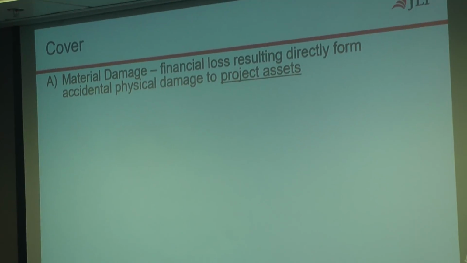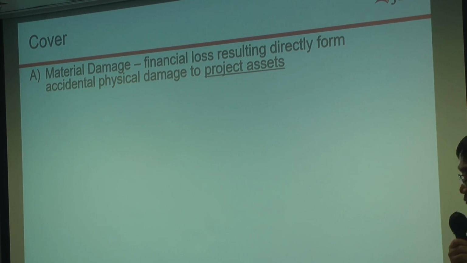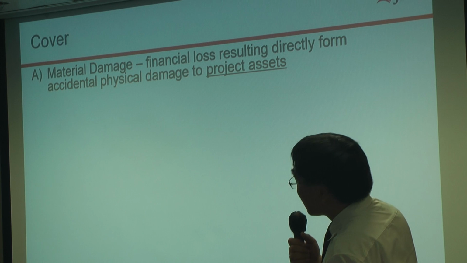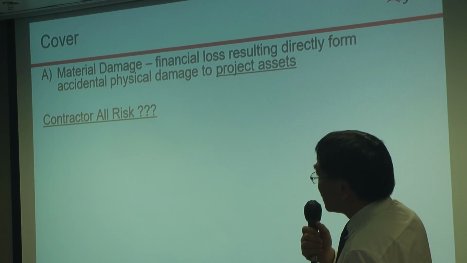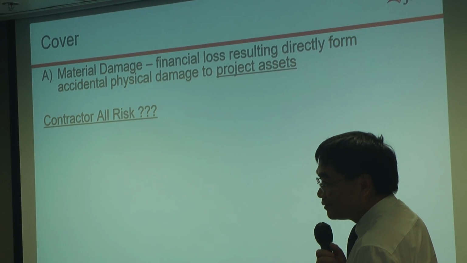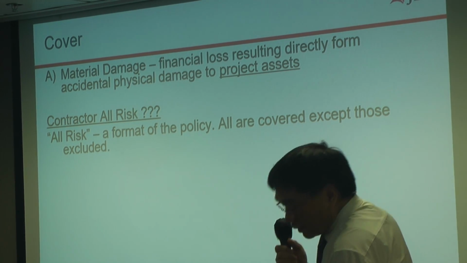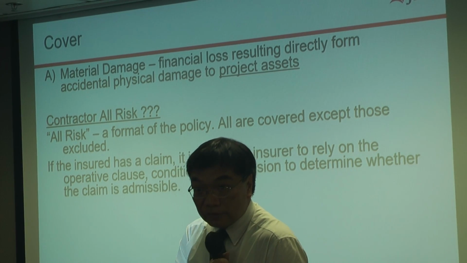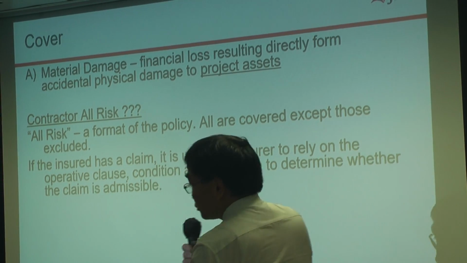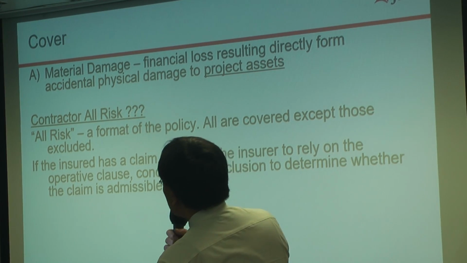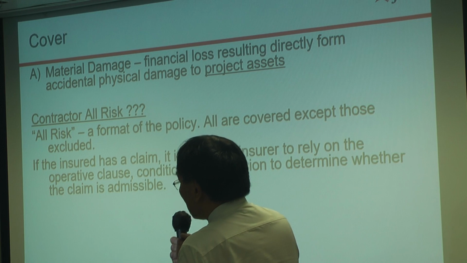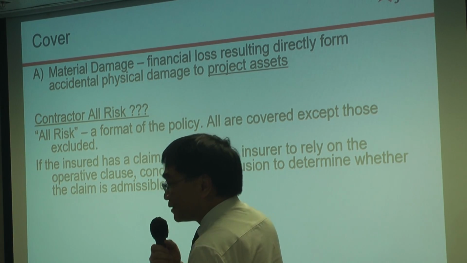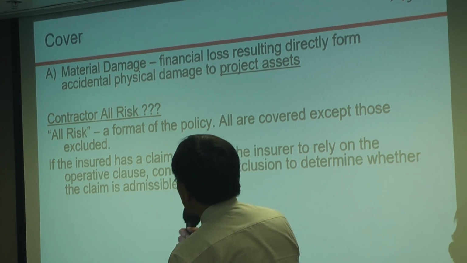So I'm talking about the cover of the CAR policy. Under the CAR policy, there are usually two sections. John just touched a little bit on that. One of the sections, which we call section 1, provides cover for material damage for the project. So what is material damage? Physical damage. Under a CAR policy, the physical damage is works and temporary works. You know what is works and what is temporary works. You should know more than me, right? So material damage covers works and temporary works. The policy, which is called the all risk policy, covers all accidental losses except those excluded.